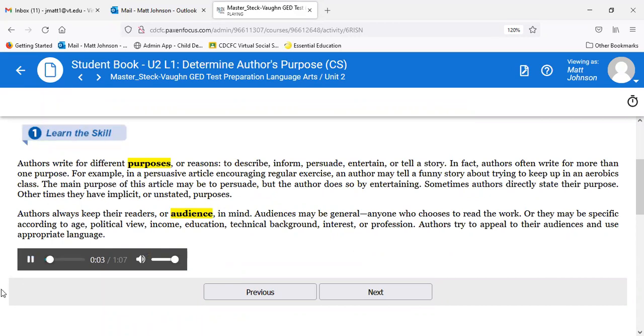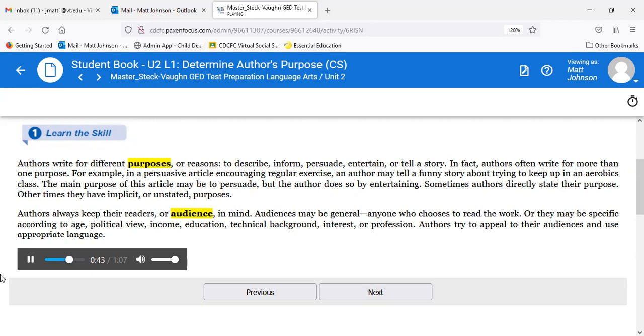Authors write for different purposes or reasons: to describe, inform, persuade, entertain, or tell a story. In fact, authors often write for more than one purpose. For example, in a persuasive article encouraging regular exercise, an author may tell a funny story about trying to keep up in an aerobics class. The main purpose of this article may be to persuade, but the author does so by entertaining. Sometimes authors directly state their purpose. Other times, they have implicit or unstated purposes.